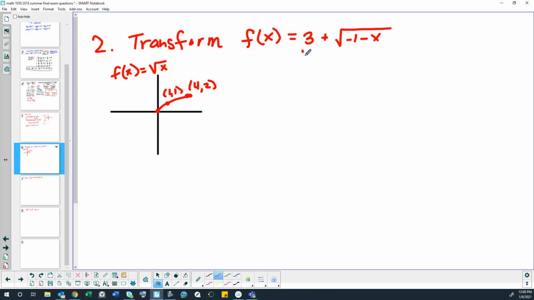Okay, so this is telling us that we're going to move this graph up 3. This part's a little tricky because the negative inside indicates that we're going to have a reflection across the y-axis instead of the x-axis. So this is our y-axis reflection.